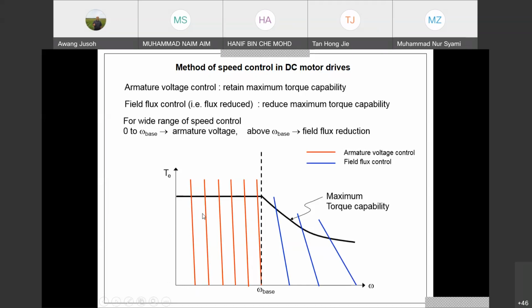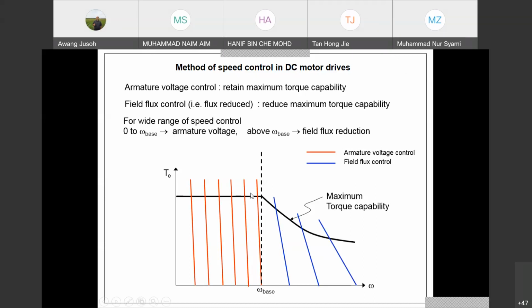Okay, you want to get higher speed, increase voltage. You got this line. You want to get even higher, you increase more, you got this one, until you reach the rated voltage. That's the maximum voltage that we can apply to the motor. For example, our motor is 200 volts. We cannot apply voltage more than 200 volts if the motor nameplate states 200 volts. Maximum voltage only 200 volts.